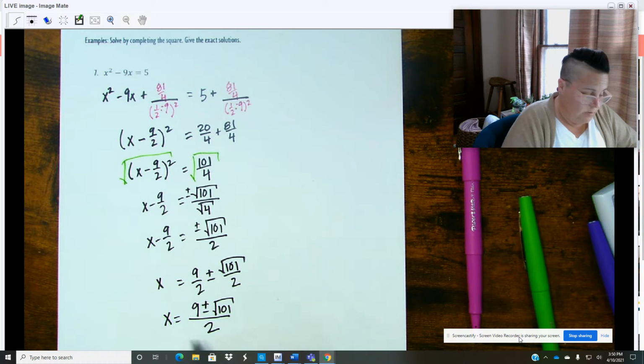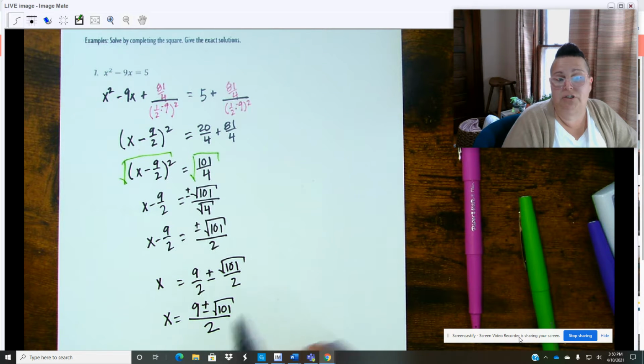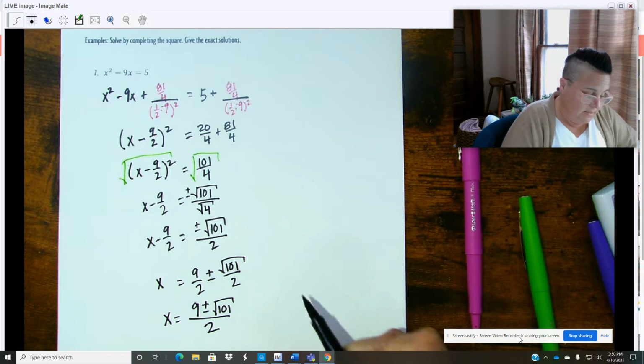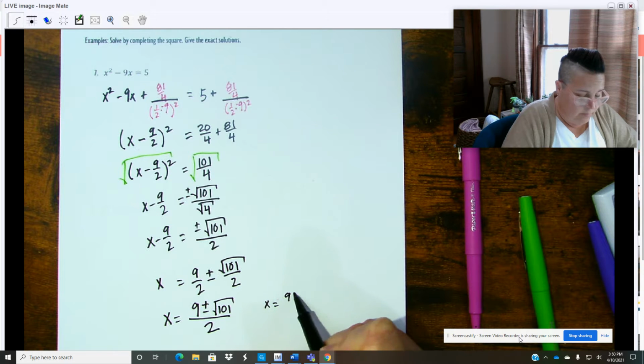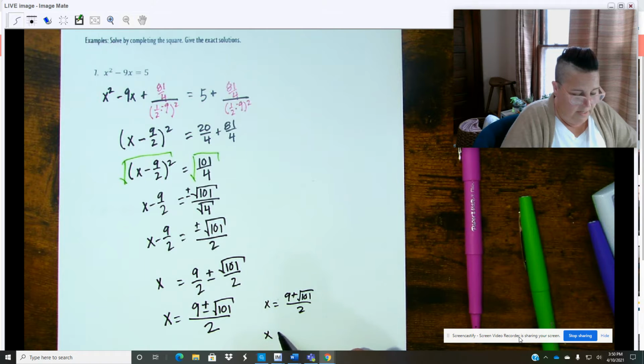If I need the decimals, I'm going to split this into two different parts. I'm going to say x is 9 plus the square root of 101 over 2, or x is equal to 9 minus the square root of 101 over 2.